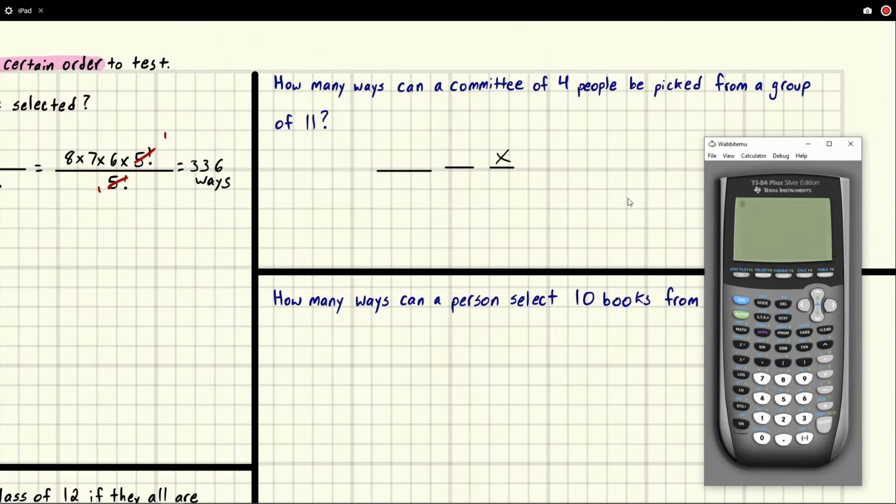So in this case, the order does not matter, because I could be last or first and I'd be doing the same job. So that means it's combinations. We're going to do 11 people.